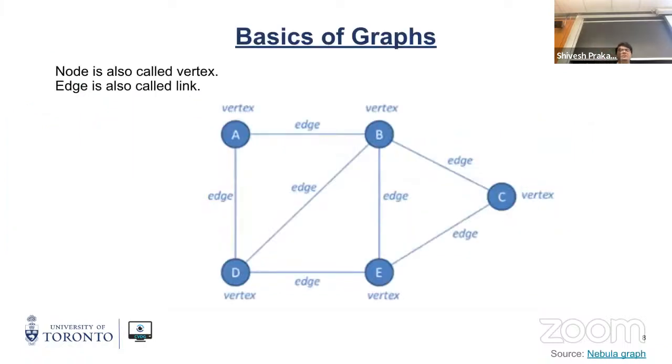So coming to the basics of graphs, I'll talk about graphs here, and then we'll discuss GNNs. So here we have a vertex, also called a node, and this is an edge, also called a link. So two nodes are connected by an edge, right? That's pretty much all there is to it.